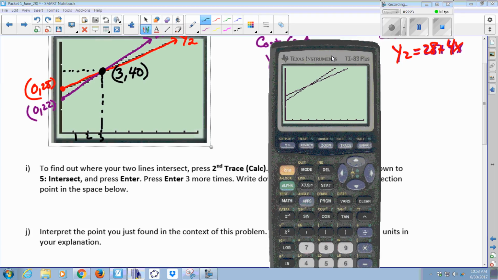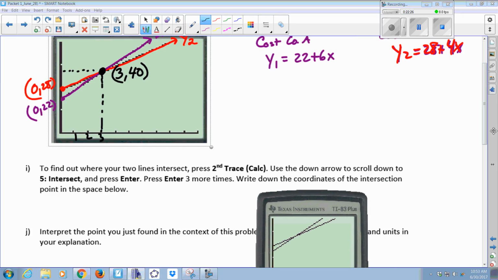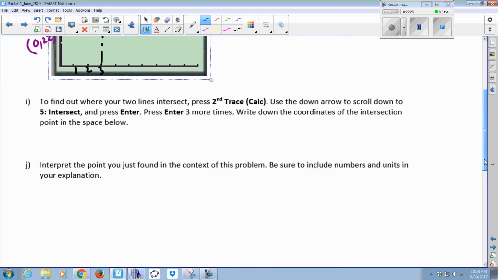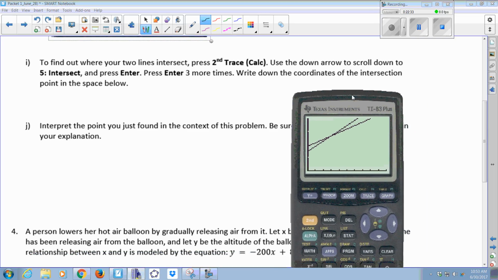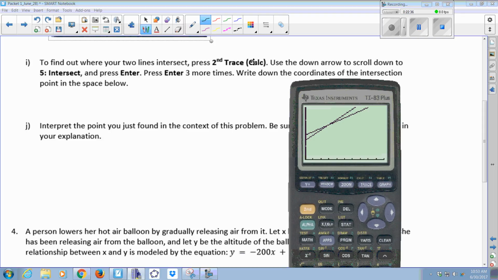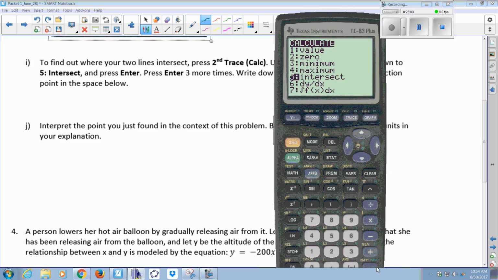For some of you who haven't used a graphing calculator before, this will give you all the steps you need to know. Okay, so here we go. To find out where your two lines intersect, press second trace calc. So here's my trace button. Second trace is now giving us a menu where we get to calculate various things. We're going to use the down arrow to scroll down to number 5, which is intersect, because that's what we want to know. Where do these lines intersect? So I'm going to scroll down to intersect. I'm going to hit our enter button.